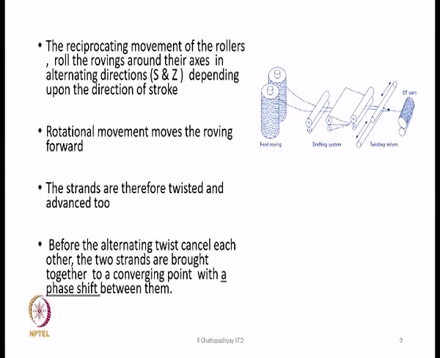Therefore, the reciprocating movement of the rollers will roll the roving around its axis in alternating directions depending upon the direction of the stroke. And the rotational movement, as I said, will move the roving forward. Therefore, these 2 strands which are passing through the drafting zone and in between the 2 twisting rollers, because these are the rollers which are ultimately generating twist, will be twisted, but the twist direction will keep on changing depending upon the direction of the stroke.